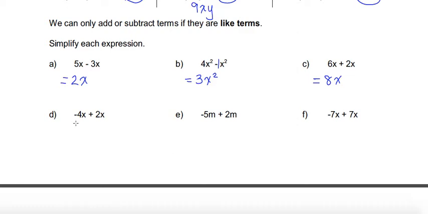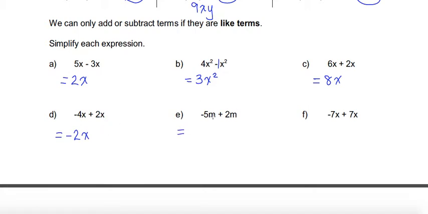Part D, negative 4x plus 2x. They are like terms. Negative 4 plus 2 gives me negative 2, so I have negative 2x. So it's important that you remember to put those letters if your expression has a letter.